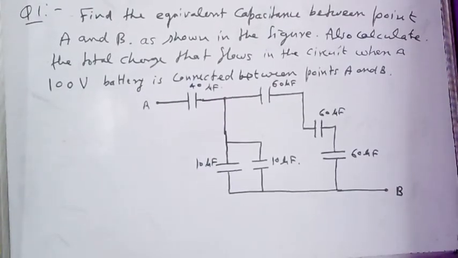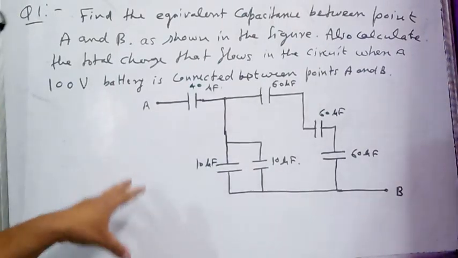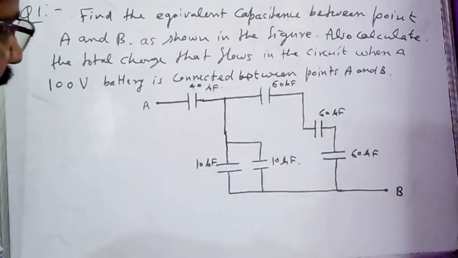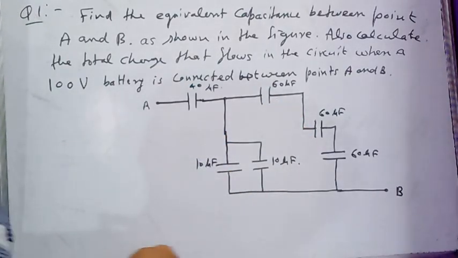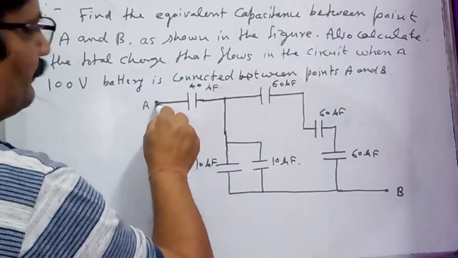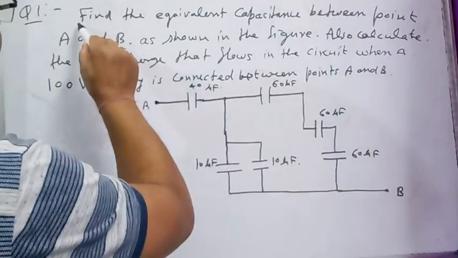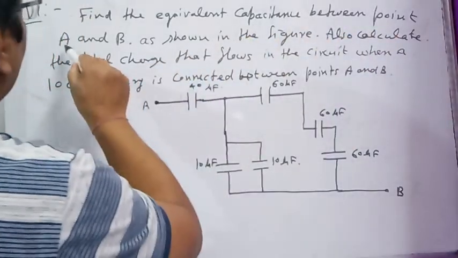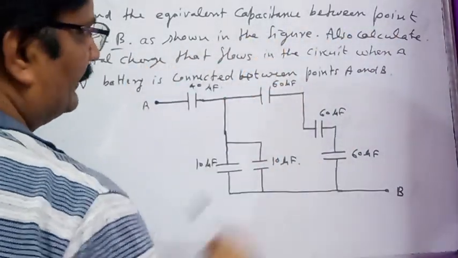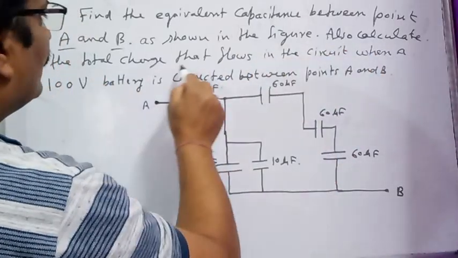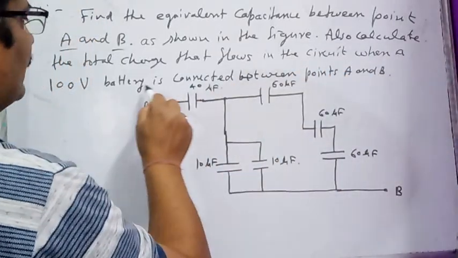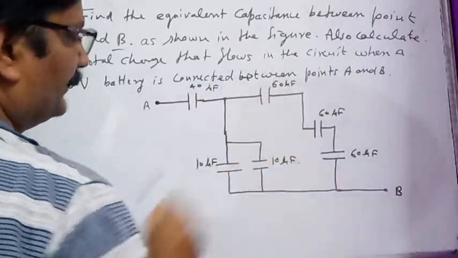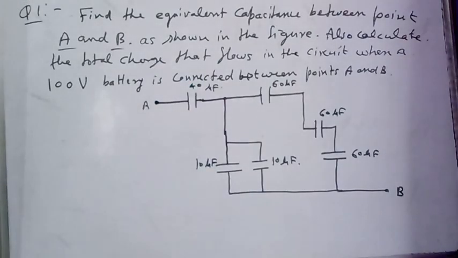Students, let us see some numericals to find equivalent capacitance of a network of capacitors. Here you see this is a question. To find equivalent capacitance of this network of capacitors between point A and B. The question is find the equivalent capacitance between point A and B as shown in the figure. Network is given in the figure. Also calculate the total charge that flows in the circuit when a 100-volt battery is connected between points A and B. So first of all, we have to find what can be the equivalent capacitance of this combination.